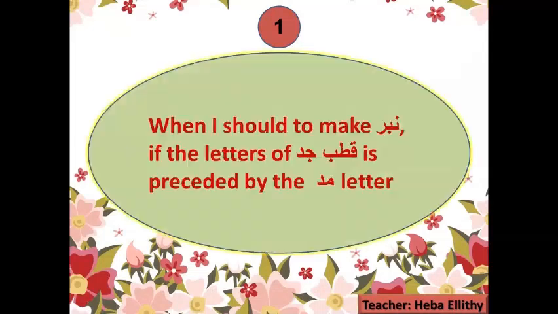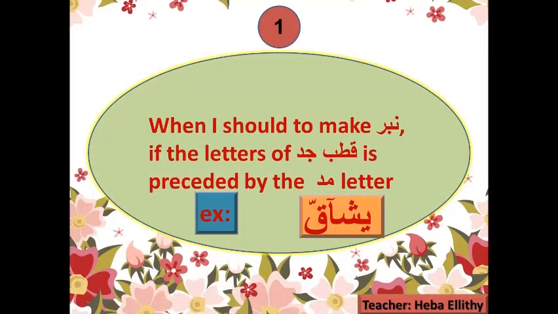Here, when I have to make nabr, we said I can't make nabr in the letters of قطب جد, but there is an exception. If it has a mad letter before it, I should make nabr on it. Like what? Like the word يشاق. I have to make nabr here on the first qaf. Why? I stretch six beats. Six beats is a very long time. If I don't make nabr on the first qaf, it will not be clear there are two qaf.